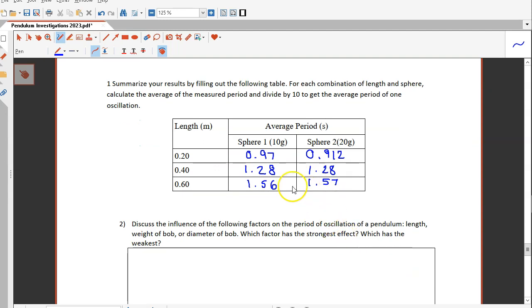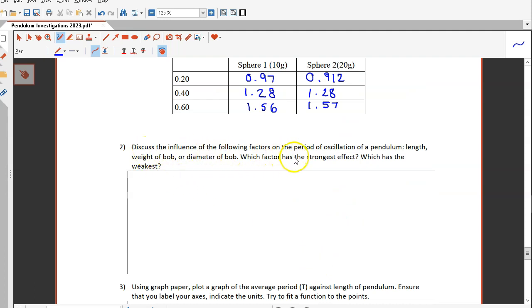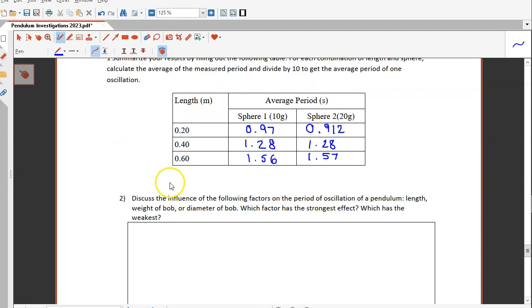All right, so now we have the average periods for different lengths and different spheres. So let's have a look at analysis. Discuss the influence of the following factors on the period of oscillation of a pendulum: length, weight of bob, or diameter of bob. Which factor has the strongest effect? Which has the weakest? So what we're looking for is what factor causes the biggest change in the period.